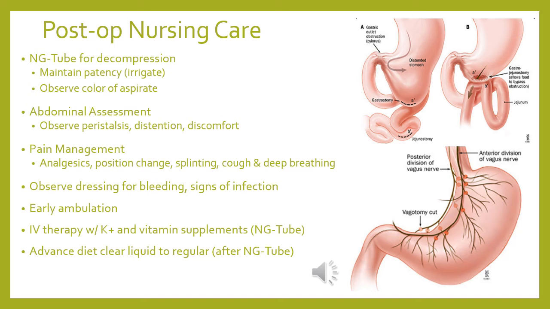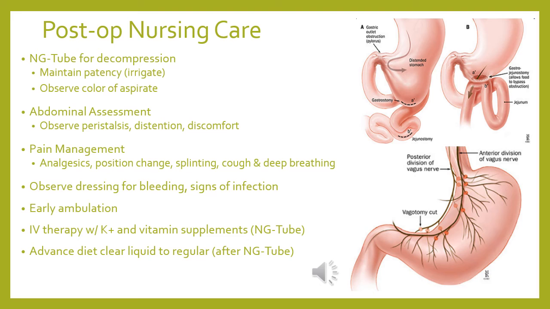You would maintain patency of the NG tube through irrigation. And this is important because if the tube is not patent, then there can be a buildup of gastric content and it'll increase pressure, which could lead to the rupture of sutures and potentially a perforation. You would observe the color of the aspirate. Initially, it might be bright red blood post-op, and then the blood will darken, and the content should turn into a yellow or green color, which is normal.